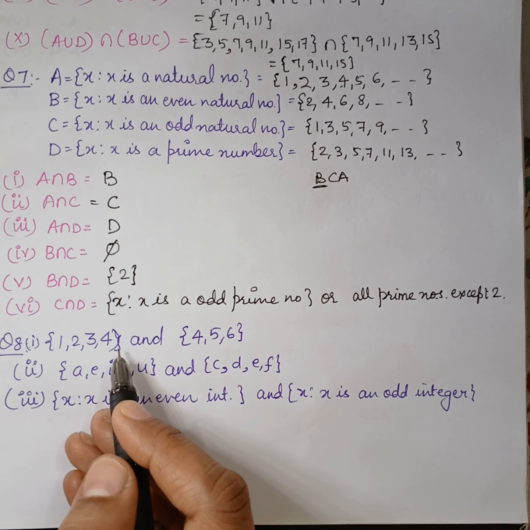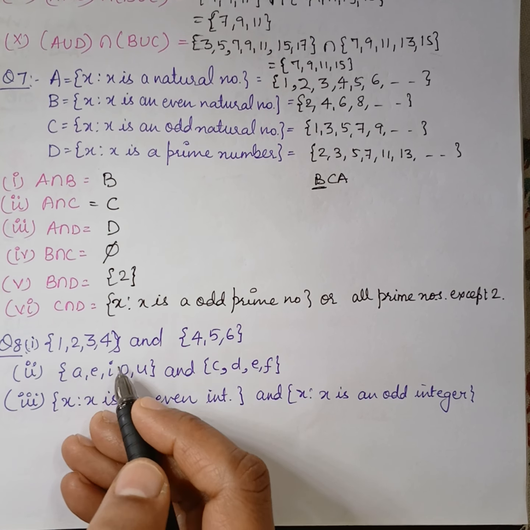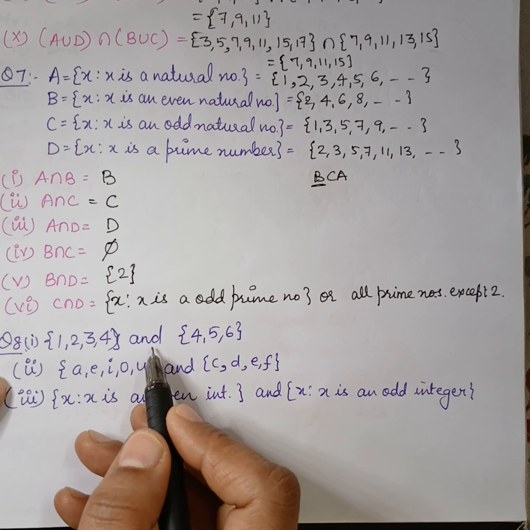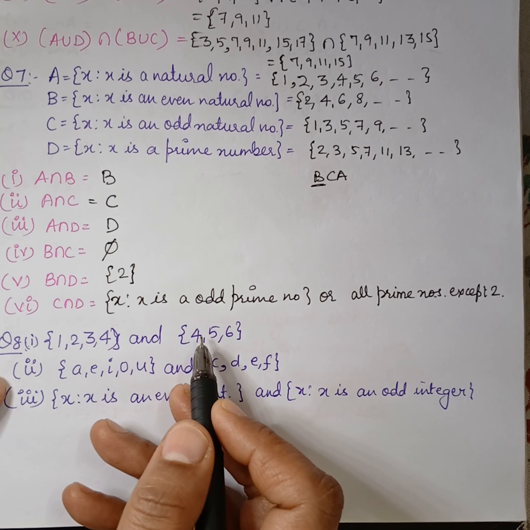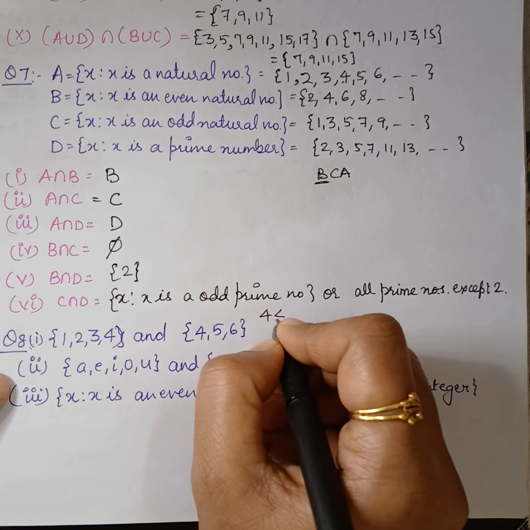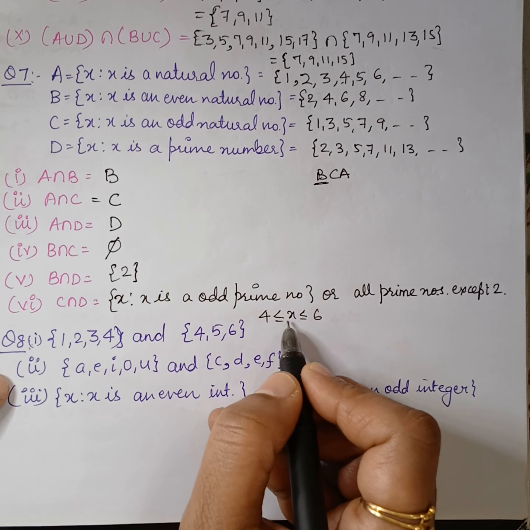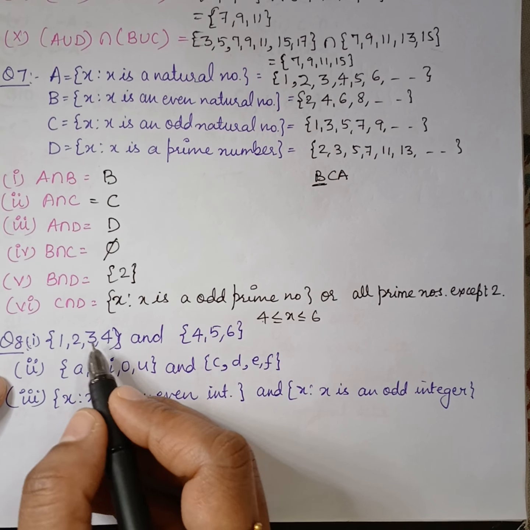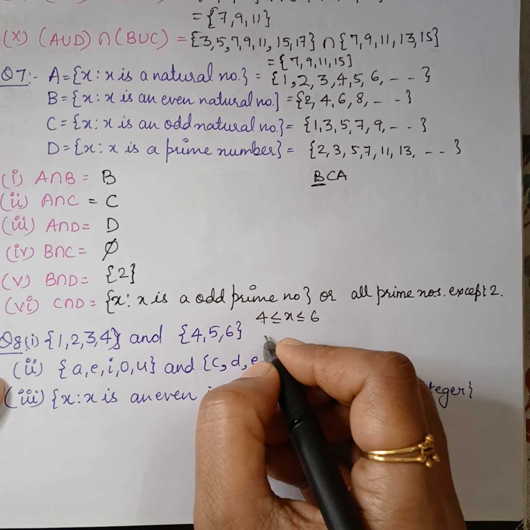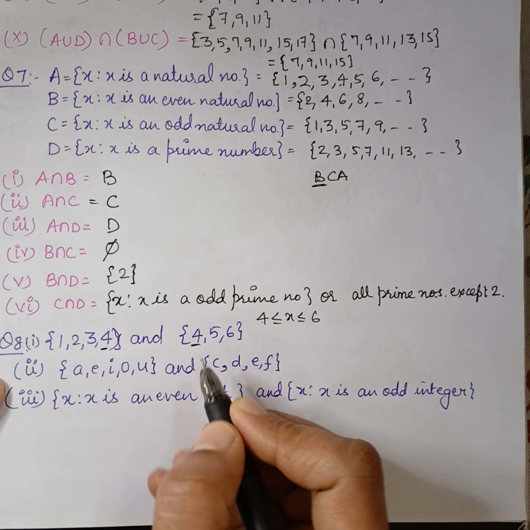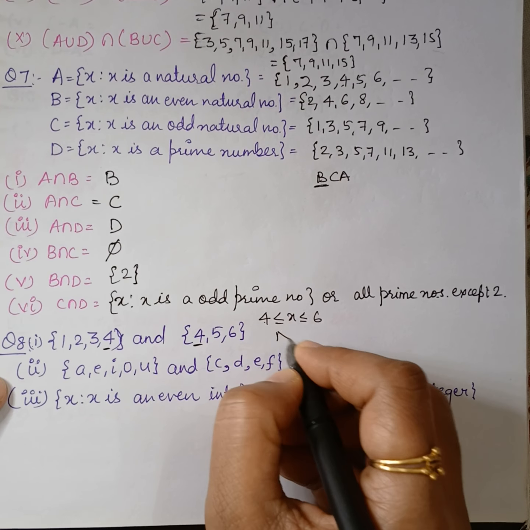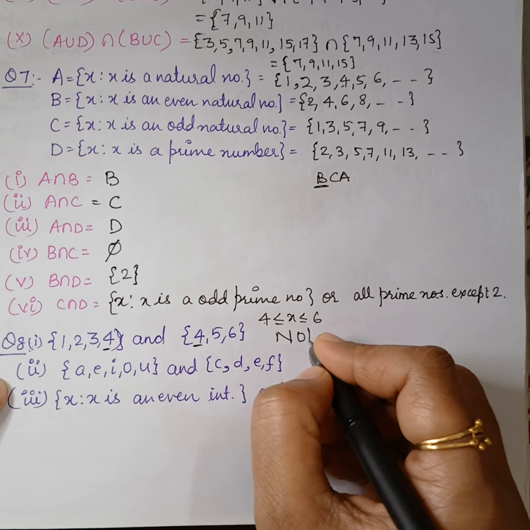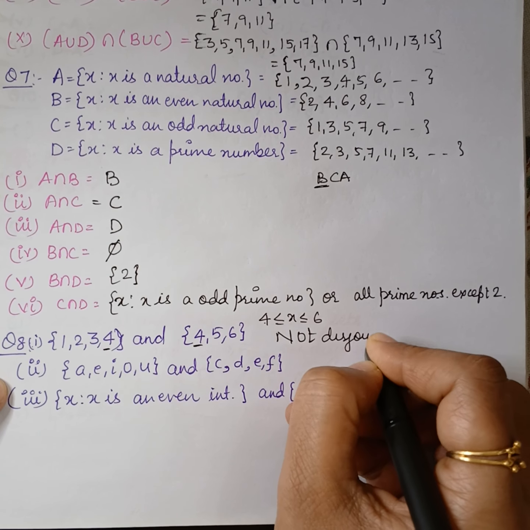1, 2, 3, 4. What we need to do in question number 8 is tell which of the following pairs are disjoint. So this is 1, 2, 3, 4, and the other one is the natural numbers from 4 to 6, so this will be 4, 5, 6. We have to tell whether they are disjoint. No, they are not disjoint because 4 is common. Disjoint sets mean nothing is common. So we will write here, no, they are not disjoint.